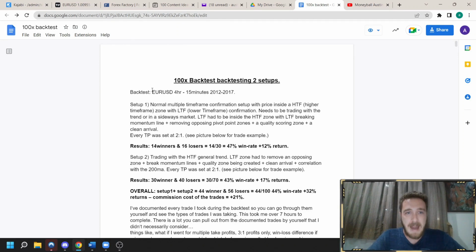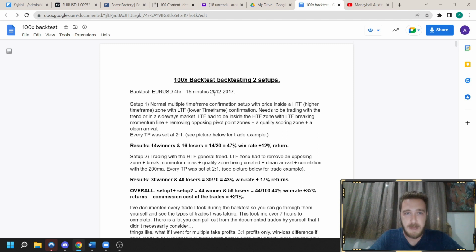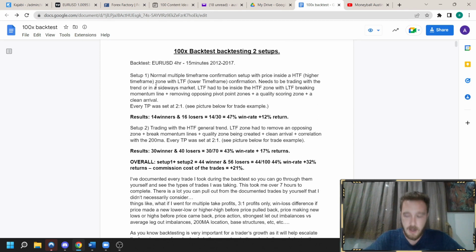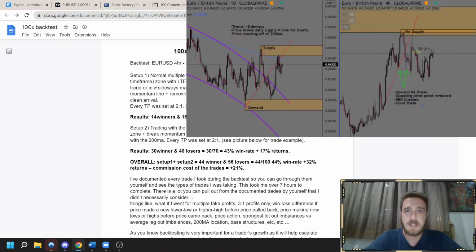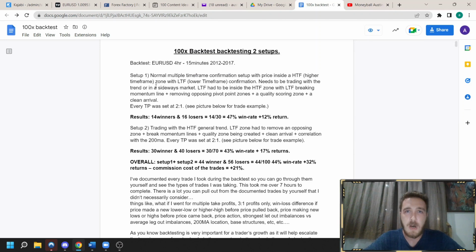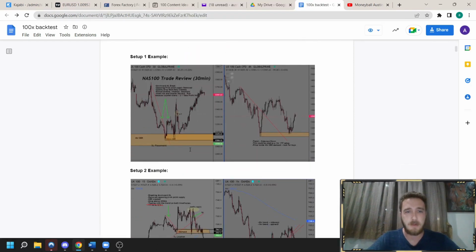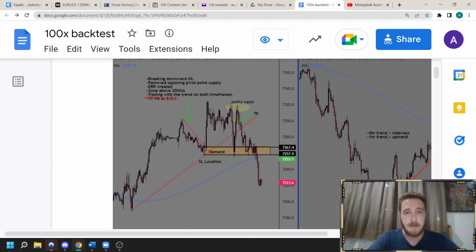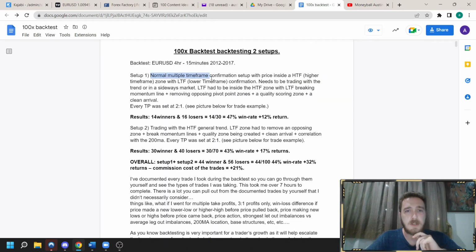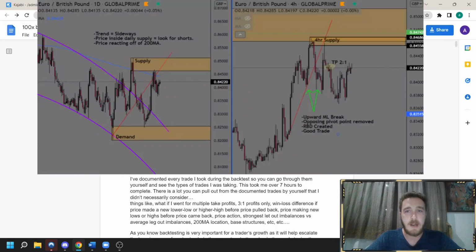The backtest that I was doing was EURUSD, 4 hour and 15 minutes, so multiple time frame analysis. There were two setups. One of the setups is the one I trade every single day. And then there's a different idea that we've been testing out, and that is trading with the 200 moving average on our side, because it's kind of nice to be trading with that momentum on your lower time frame. An example would be buying this demand as a pullback with price above the 200 moving average, that blue line.